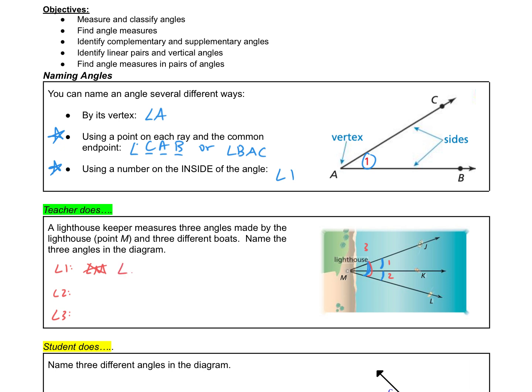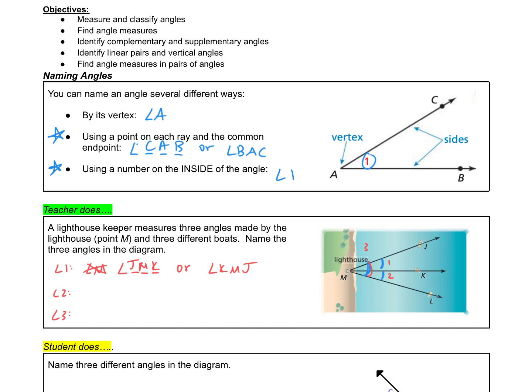Instead, we're going to choose 3 like we did above. Vertex has to go in the middle. So M has to go in the middle. So now if I look at this angle, I'm just picking points on either side of it. So this side has a point of J, this side has a point of K. So we put those on either side. I also could have named this angle KMJ. So I can reverse the order. The M has to go in the middle though because it's the vertex.